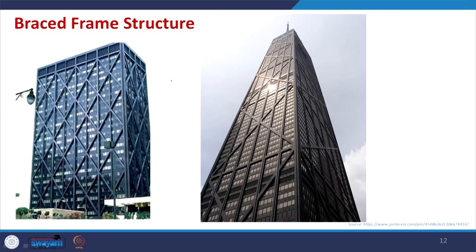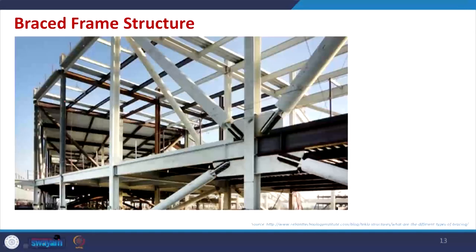Coming to the brace frame structure, in this case along with the frame we have some structural bracing. You can see in this building that there is some vertical structure, connected with additional bracing, which helps this building protect against the lateral load.